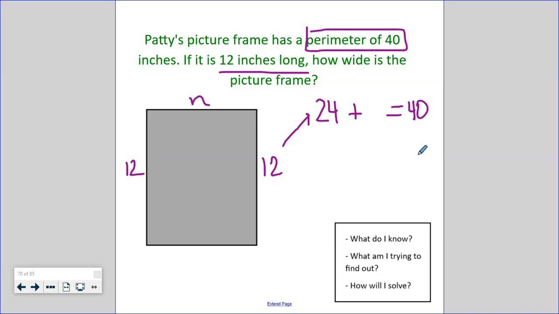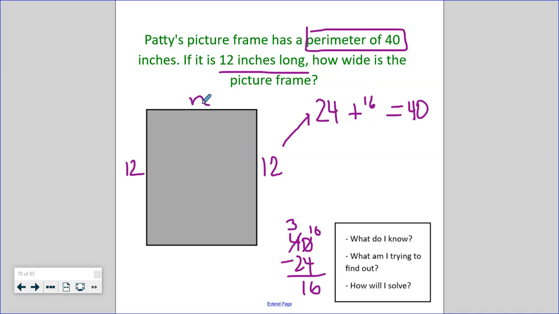If you have a missing part, remember we need to subtract. Okay, so I'm going to do 40 minus 24. I'm just going to do it down here. 40 minus 24. Got to regroup. Hope you guys didn't forget about regrouping. 10 minus 4 is 6. 3 minus 2 is 1. Okay, so I know that this is going to be 16.